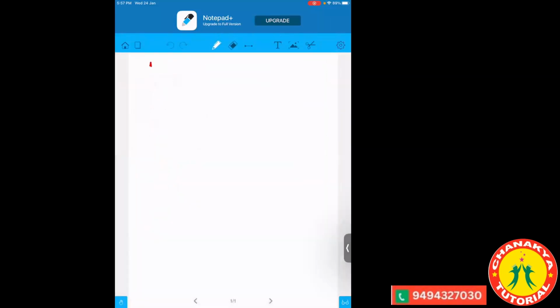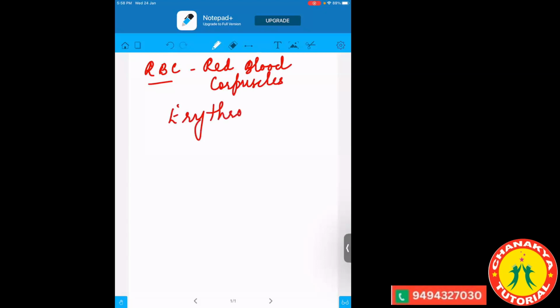Now, as I told you, RBC is the red blood corpuscles. The other name of the red blood corpuscles is what? Erythrocyte. How is it erythrocyte? Erythro basically means red color, and cyte means cells. So they are the red blood cells. That is the name that has been given to it, erythrocyte.